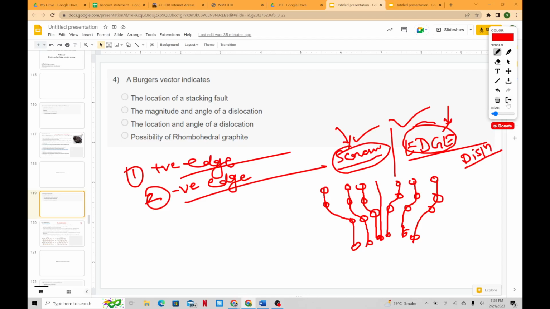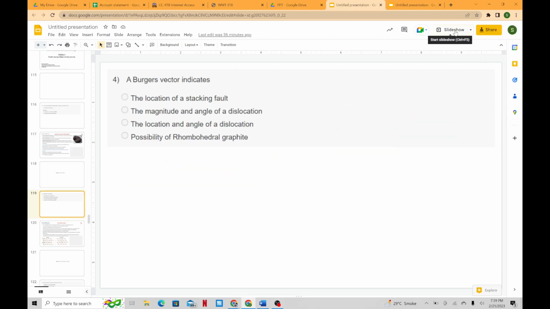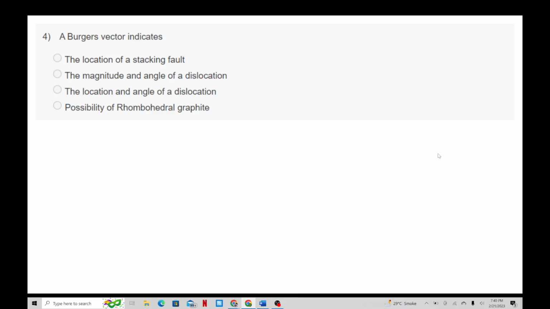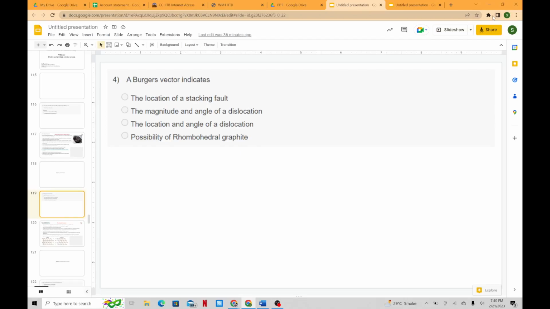So basically, here it is saying the location of stacking faults, magnitude and the angle of the dislocations. So yeah, again the term called dislocation. So you have to know the dislocations. If anybody wants to know which book to prefer, or everybody knows the book they want, do you guys know from where you can read all this?